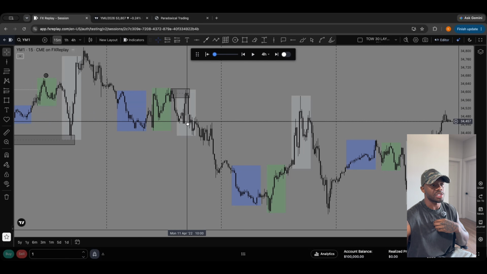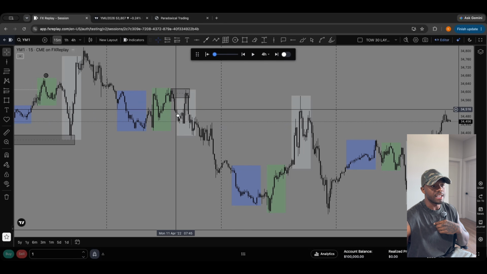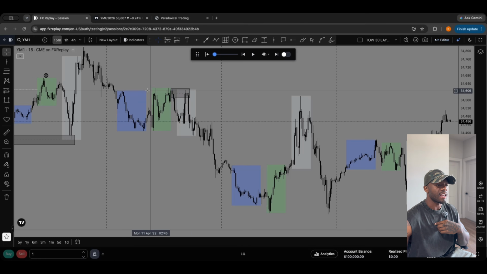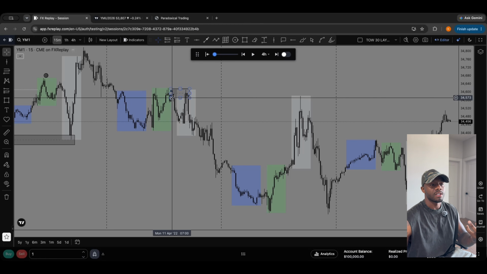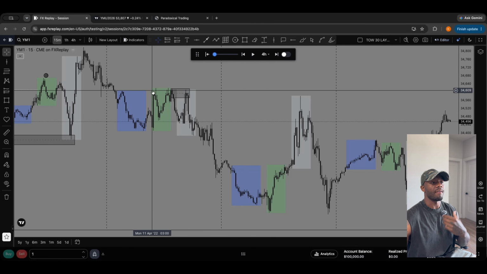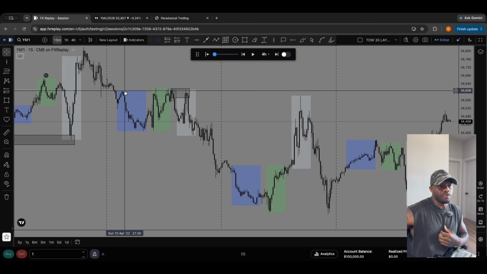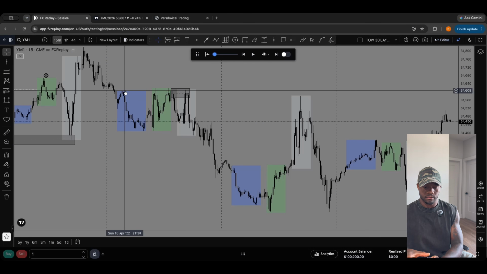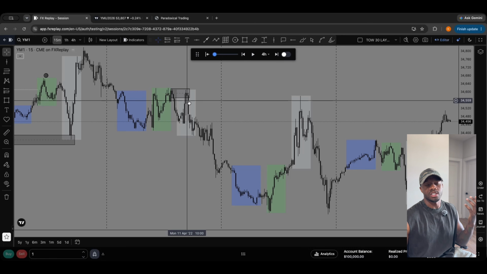Only reason I would not have taken this trade, there is no inducement in this leg. London took out Asian, but that's not something I want. I want to see New York typically take out the liquidity to kick off the session, or at least I want to see obvious liquidity taken out. These little sweeps from London, sweeping Asian, that's not valid enough for me. So I wouldn't have taken this trade.